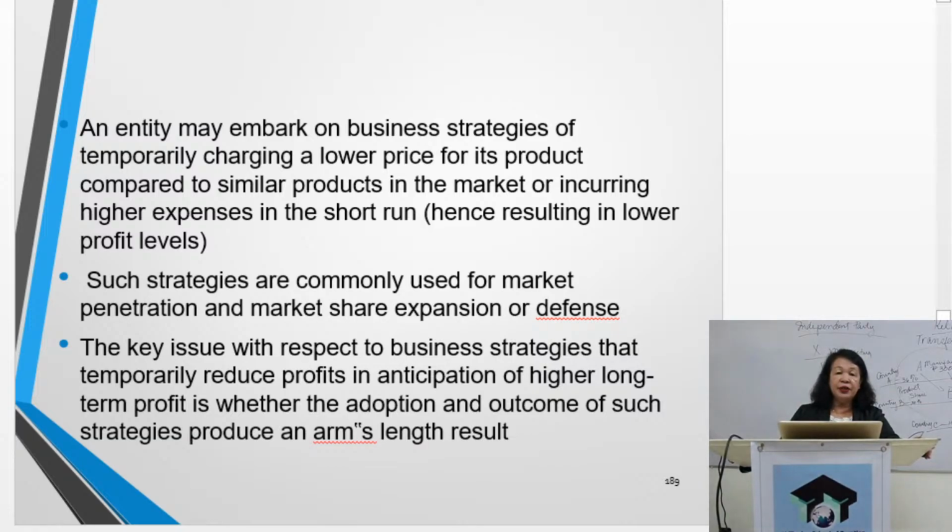Kasi how can you afford na tuloy-tuloy ibenta mo yung product mo at a loss, no? So hindi na siya economically sound yung ginagawa, no? Hindi na yan business strategies, no? Such strategies are commonly used for market penetration and market share expansion or defense, no? So, key issue with respect to business strategies, temporarily reduce profits in anticipation of higher long-term profit is whether the adoption and outcome of such strategies produce an arm's length result.